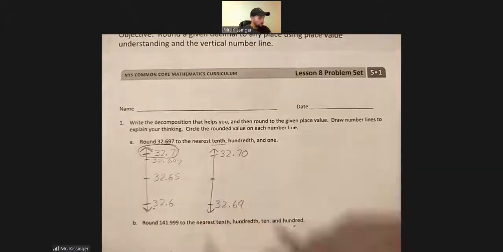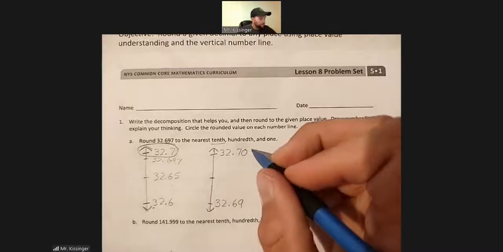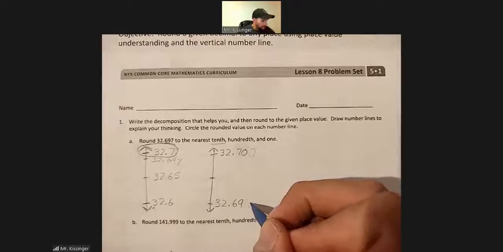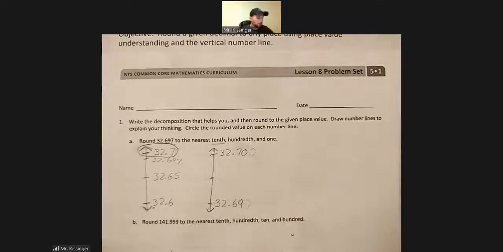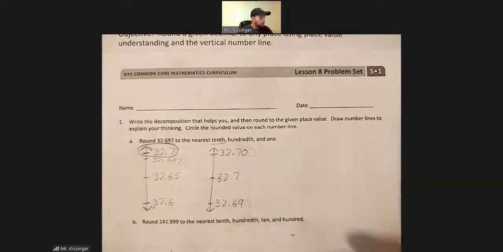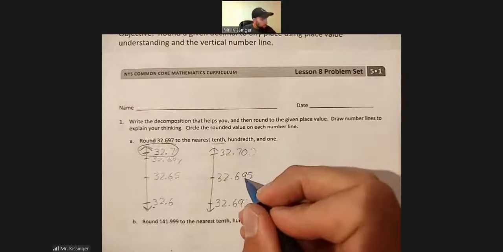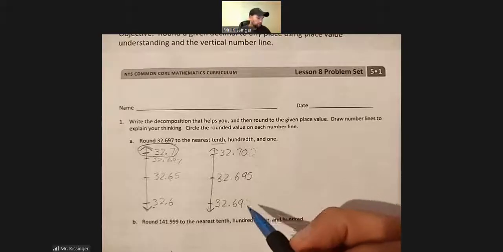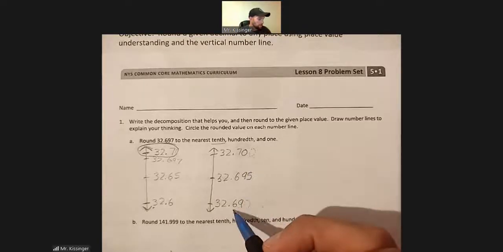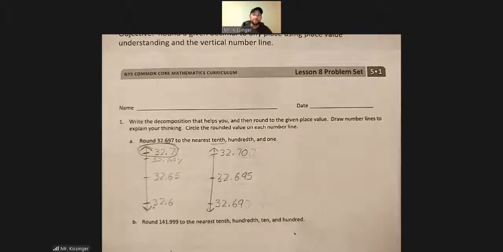And then right in between those two, what's in between 32.69 and 32.70? Well, let's add our zeros on the end to help us. So we have a 0 there. I'm going to make these like a dotted 0, just so we remember that that's not going to be part of our final answer. And we're going to be at 0.695, because 0.695 is right between 0.690 and 0.700. If we looked at these as 690 and 700, 695 would be right in the middle.